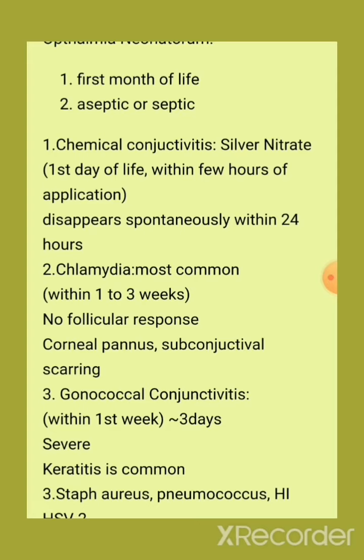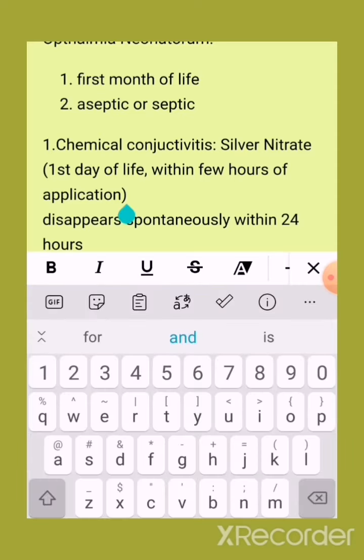Ophthalmia neonatorum can be classified into aseptic and septic. The most common cause of aseptic neonatal conjunctivitis is secondary to the application of silver nitrate. This is a bit of an interesting story because silver nitrate has been used prophylactically since the 1800s to combat infective ophthalmia neonatorum. But sometimes, because of high concentration, the silver nitrate can irritate the eye, leading to a transient conjunctivitis which normally resolves within 24 hours. So, this is a very important differential of infective ophthalmia neonatorum.